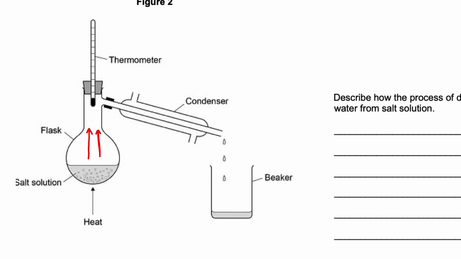And once the water has turned into a gas, so it turns into a gas at about this point, and the gas will pass through this condenser. When it passes through this condenser, the purpose of it is to change the water from a gas back to a liquid. And the reason why we want to do that is because we want to separate out the salt from the water.